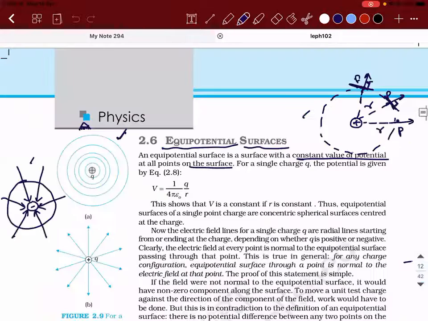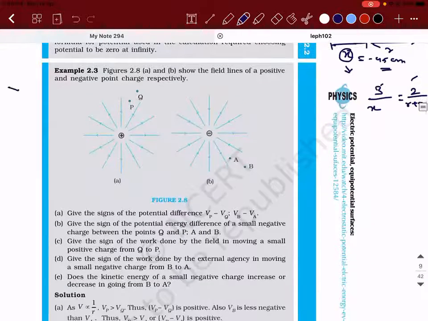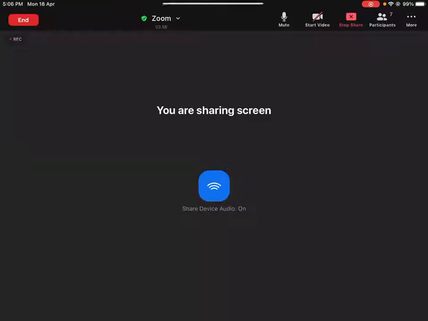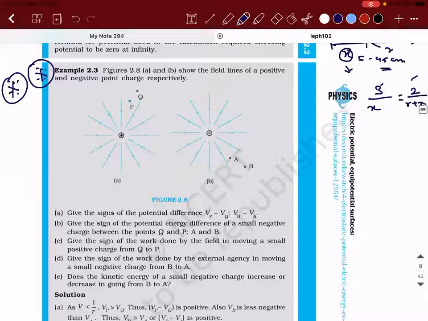So mark this 2.3 as a very important one. Guys, those who are online, am I audible? Yes, sir. Okay. So mark this 2.3 as an important one.